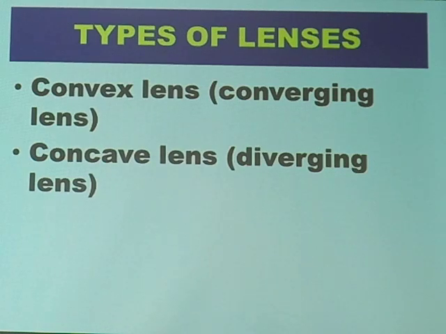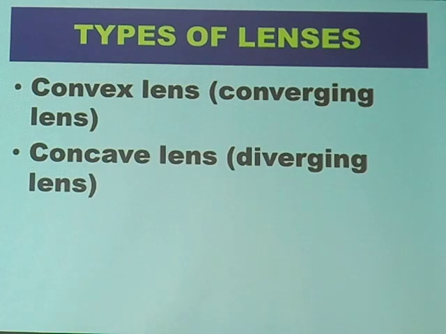They either make them converge to meet at one common point or move from a common point to different directions. Our lenses are going to take up their names according to the way they affect light rays. If it diverges light rays, we call it a diverging lens. If the lens converges light rays, making them meet at one common point, we call it a converging lens. Are we together?